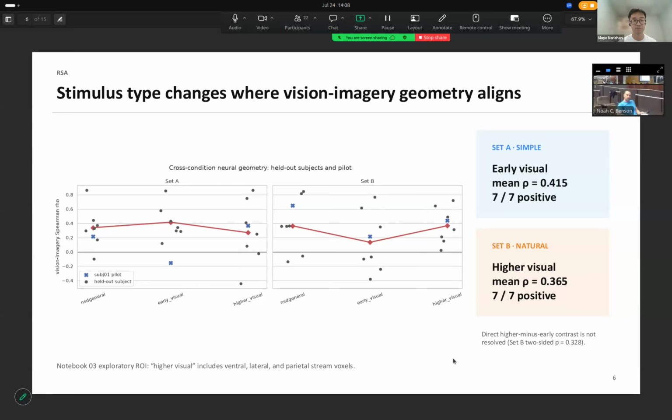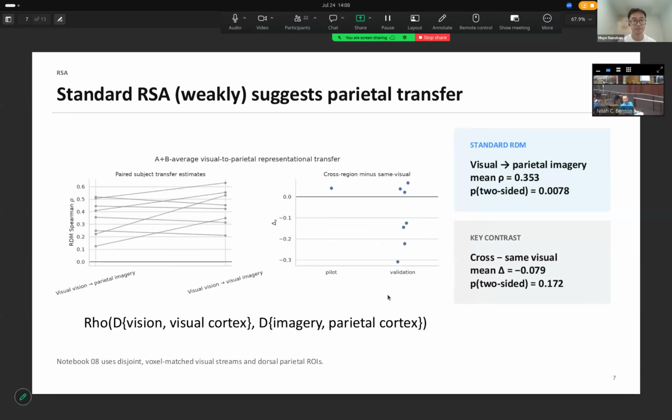However, I need to put a caveat here. For this small data set, the statistical evidence is quite low. So that's why the author is also calling for more data that may help us to analyze this better. We also tried the cross-region RSA.